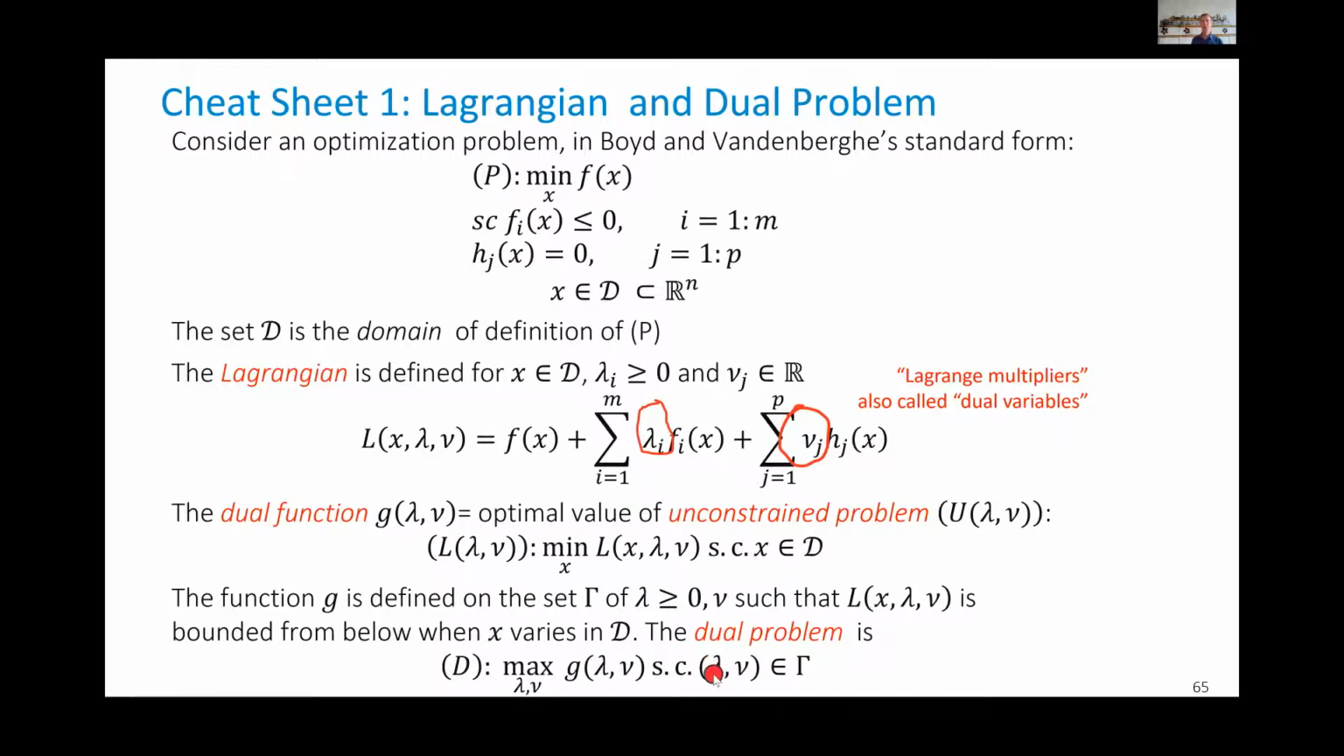Subject to what constraints? The constraints on lambda are given here. On nu, there is no apparent constraint, but there is a set of constraints. The multipliers here must be such that this problem is bounded from below, which means that it does achieve a finite minimum. So that's the domain of definition of the function g. That gives us the dual problem. It seems a bit magical, and I don't have time to explain why, but believe me, that is the correct way to look at things.